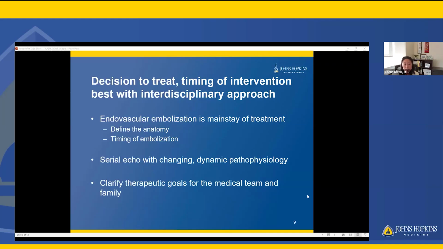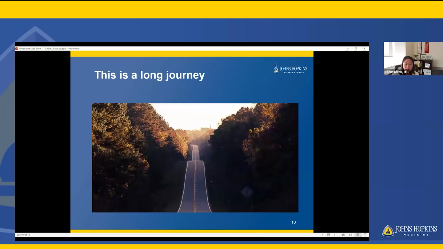I think it's really important to work as a team to clarify the therapeutic goals, not just for us as a medical team, but for the family as well, because this truly is a very long journey for families. For those that have a prenatal diagnosis, it starts several weeks to months before a baby is born. And after a baby is born, there's so much that's changing in terms of the blood flow dynamics between the brain and the heart, in terms of how sick a baby is going to be.